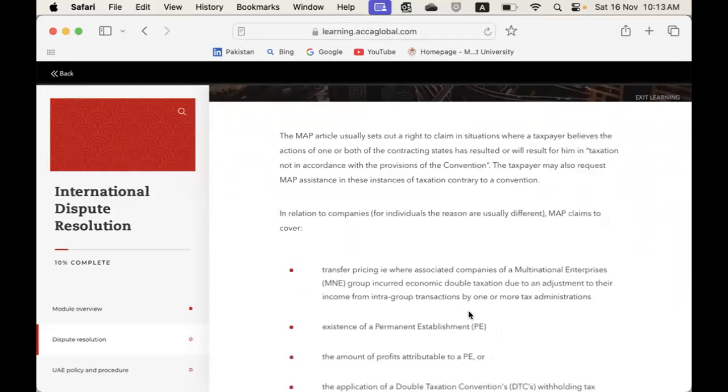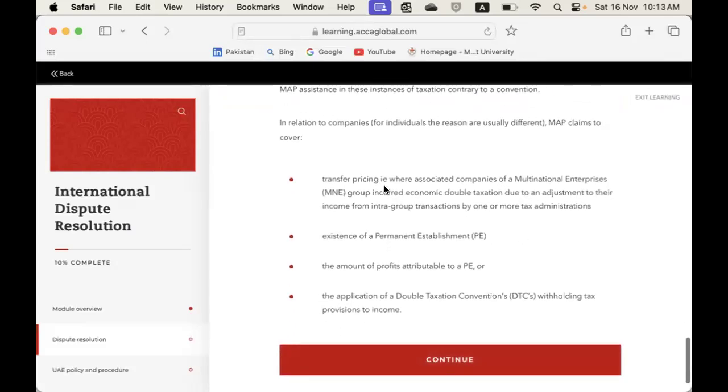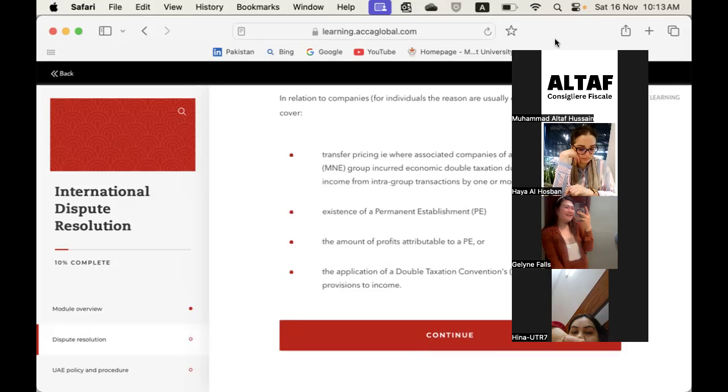So, let us read in relation to companies. For individuals, the reasons are usually different. MAP claims to cover transfer pricing. So what we are talking about is juridical persons, basically companies. Transfer pricing related matters will be addressed while addressing the conflict or dispute, where associated companies, we call them related parties, particularly from the UAE corporate tax perspective, of a multinational enterprise (MNE) group incurred economic double taxation due to an adjustment to their incomes. So, Haya, have you ever dealt with a transfer pricing scenario, or come across this?